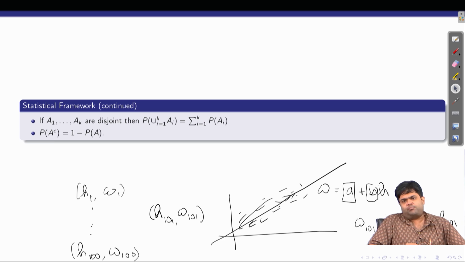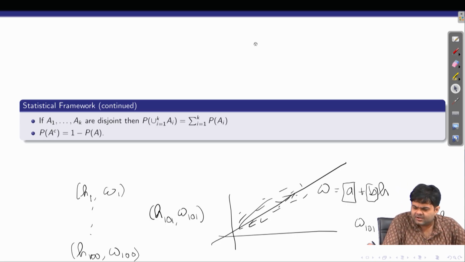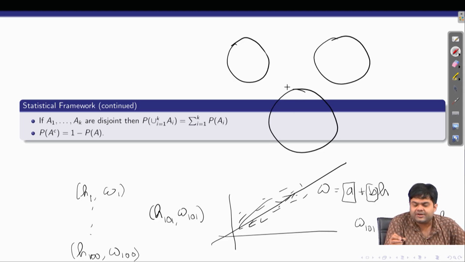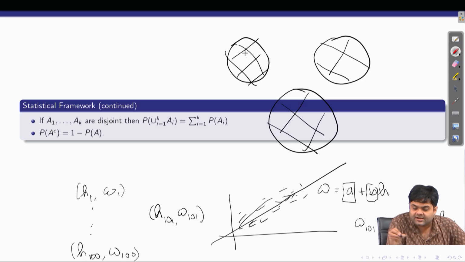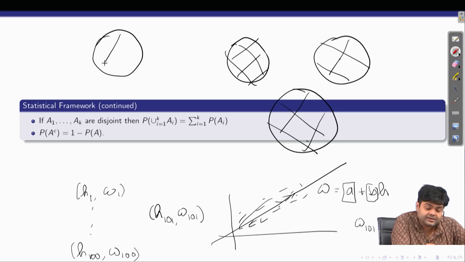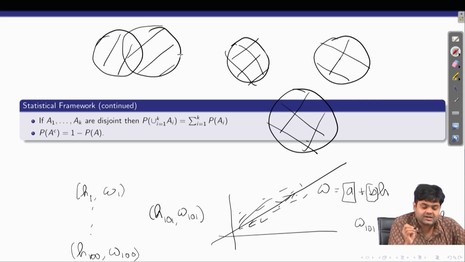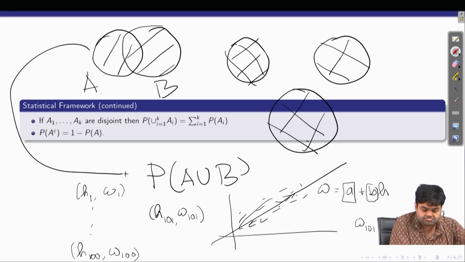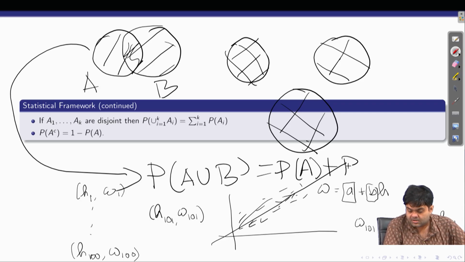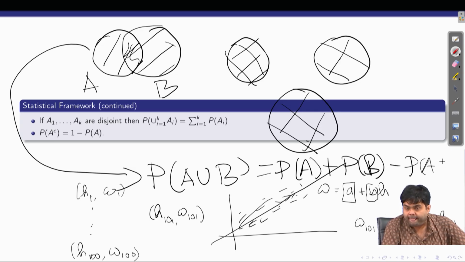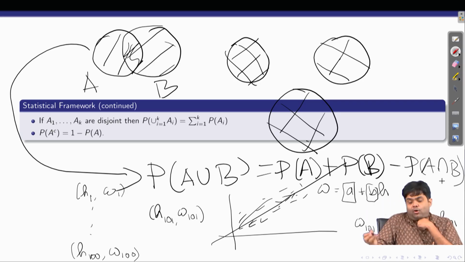Some basic properties of probability: if A1, A2, ..., AK are disjoint, then the probability of the union is just the sum of the probabilities. Intuitively, you have the chance of belonging to this, this, and this together, so the union is just the sum. Now, if they are not disjoint, it gets slightly complicated. If this is your A and this is your B, and you ask for the probability of A union B, you have to count A and count B, but then you are overcounting the intersection region. So you have to subtract it: probability A plus probability B minus probability A intersection B.